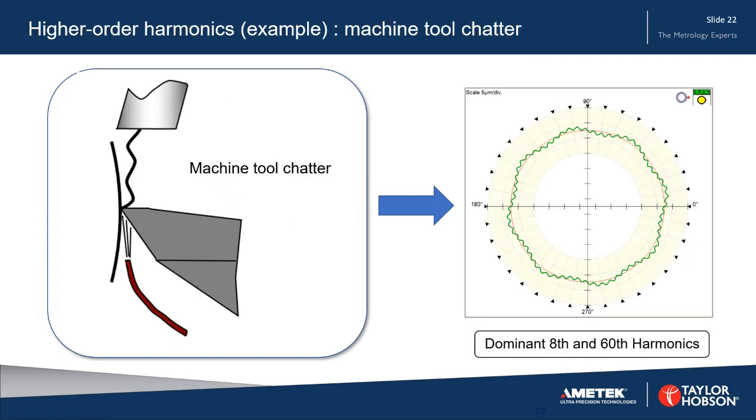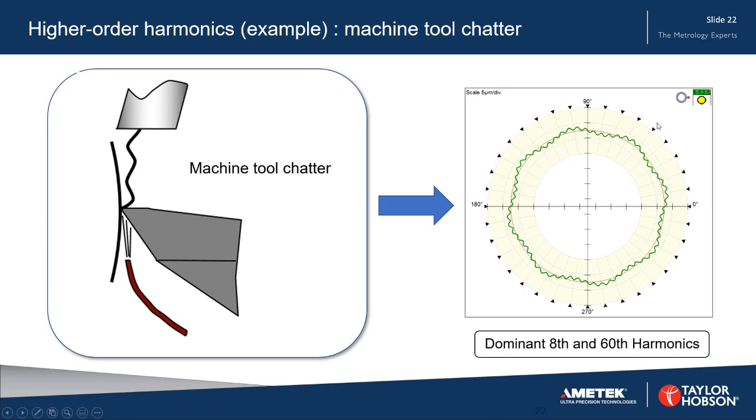Looking at higher order harmonics, this is an example of machine tool chatter, and in this case it's caused the 8th and 60th harmonic. A lot of that will depend, the actual values you get will depend upon a number of things, including the actual rotational speed of the machine tool. So in this case we've got 2 characteristics which, if we counted these up, we would see 60 undulations, and again we can see the 8th harmonic all the way around here.